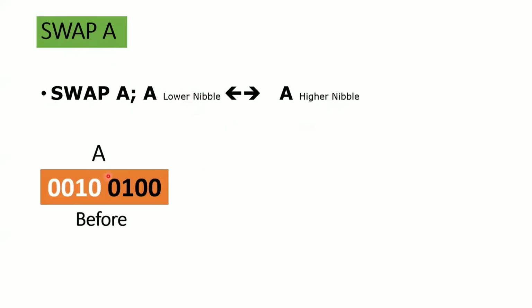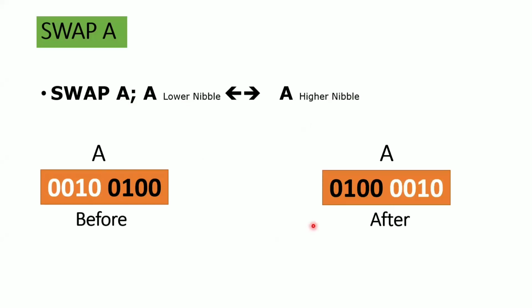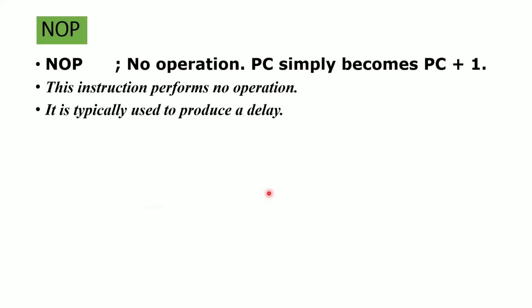Now let me take one example to explain. This is your lower nibble. The first black color digits you are seeing are the lower nibble. The next 4 digits are called the higher nibble. Whenever you do the swap operation, these become interchanged. Interchange means the lower nibble becomes your higher nibble, and the higher nibble becomes your lower nibble. See here, the black color digits move to the higher nibble, and the white color digits move to the lower nibble. So this is about your swap operation.